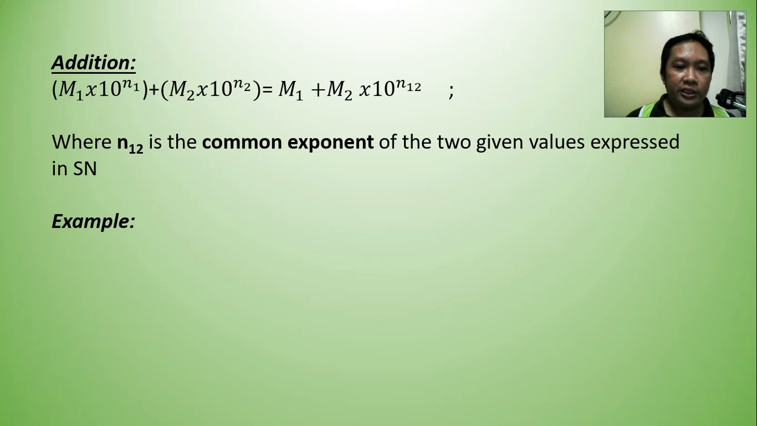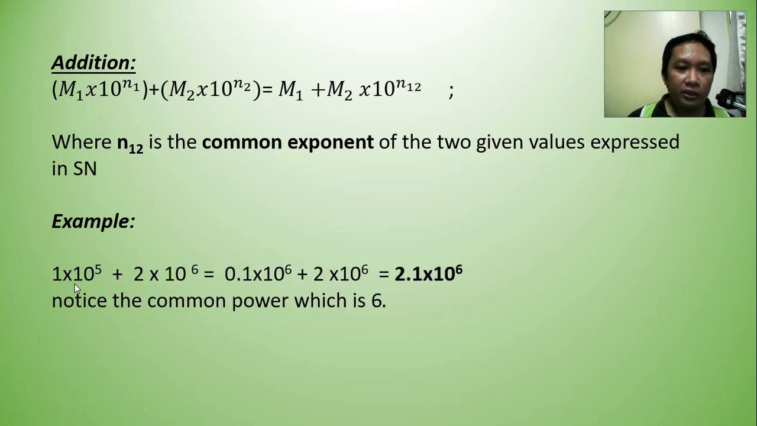Okay, so for example, we have here 1 times 10 to the power of 5 plus 2 times 10 to the power of 6. According to our rule, we must see to it that they have a common exponent. We could simply adjust this in order to have power 6 from 5 becoming 6. If we move the decimal point in this direction, we increase the power, which now becomes 6. The common power is 6. That's the time wherein we can add the two given values expressed in scientific notation.